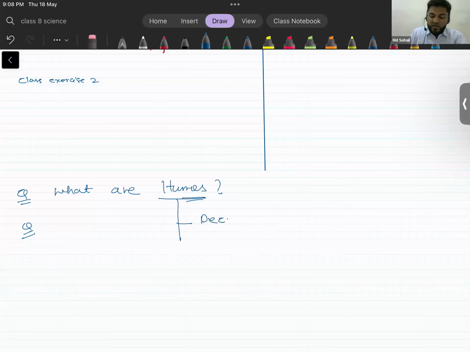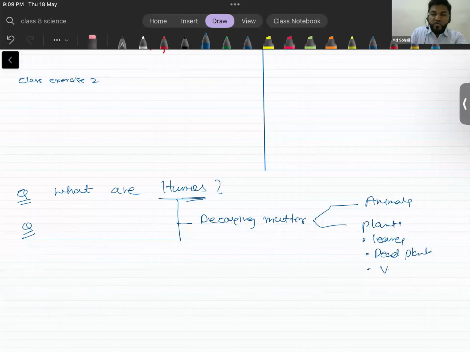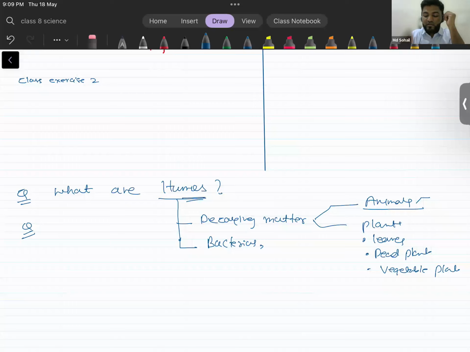So humus is basically decaying matter that might come from animals or plants. From plants, it might be in the form of leaves, or dead plants simply, or vegetable peels. From animals, it might be their dung or their urine, or basically the dying organism. What else? The living organisms inside the soil, like the bacteria. Further, you will learn about a bacteria that fixes nitrogen into the soil. So there are nitrogen fixing bacteria also in the soil.